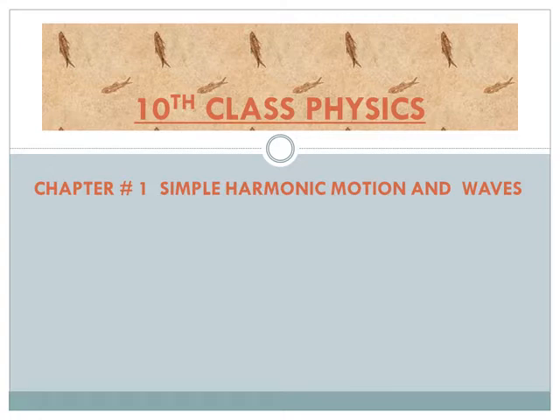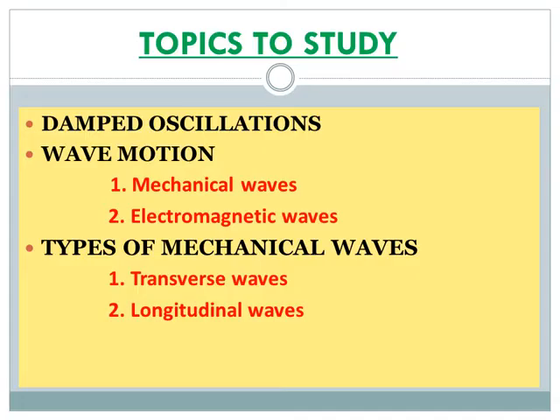In this video lecture, we will cover some topics of chapter number 1, that is simple harmonic motion and waves. The topics that are being covered in this video lecture are definition and explanation of damped oscillations, defining wave, and defining and explaining with examples the categories of mechanical waves and electromagnetic waves, and finally the types of mechanical waves, which are transverse waves and longitudinal waves.